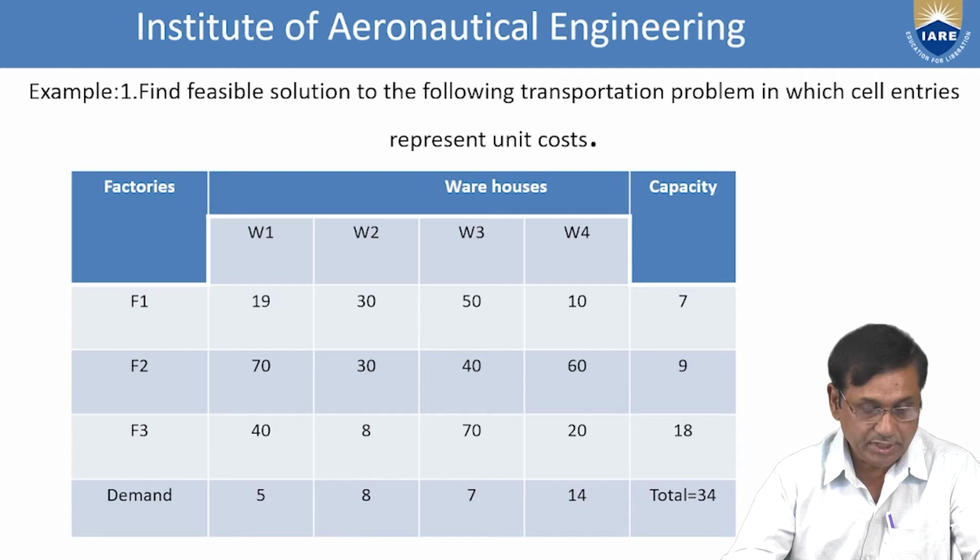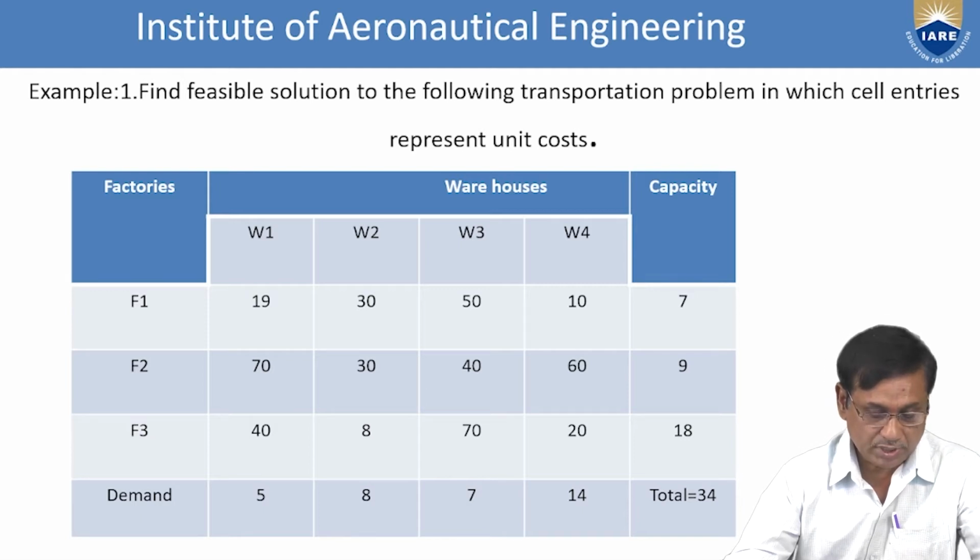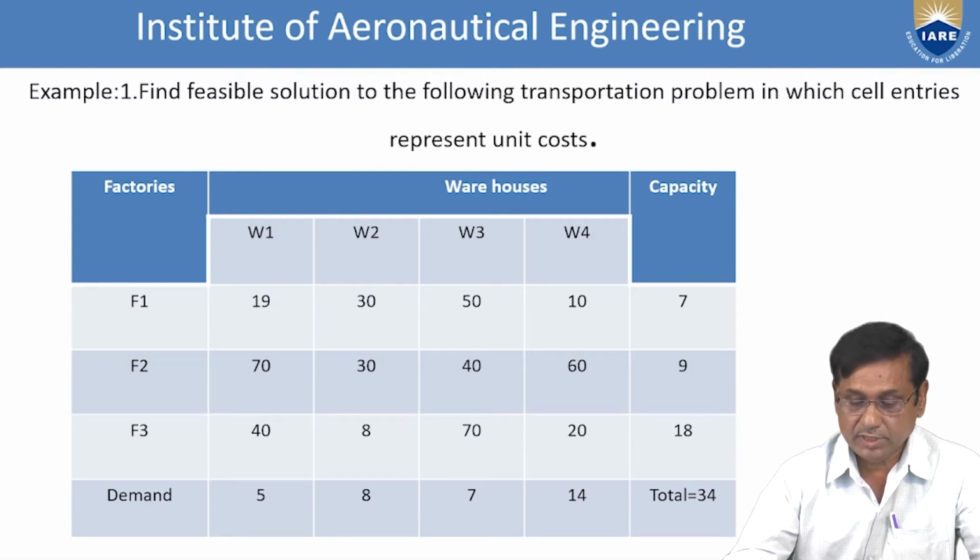But the requirement at warehouse 1 is 5, at warehouse 2 the requirement is 8, at warehouse 3 the requirement is 7, and at warehouse 4 the requirement is 14. So the total capacity is equal to demand, because the total capacity is 34 and the total demand is 34. So it is a balanced type problem.